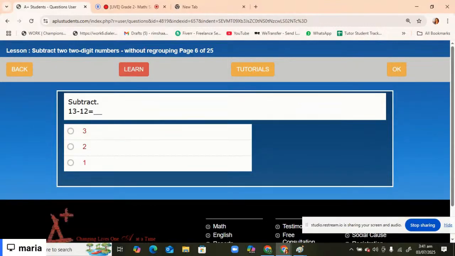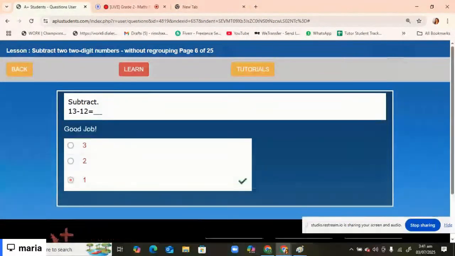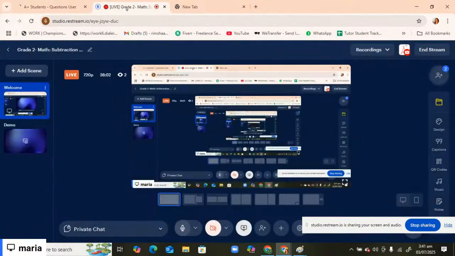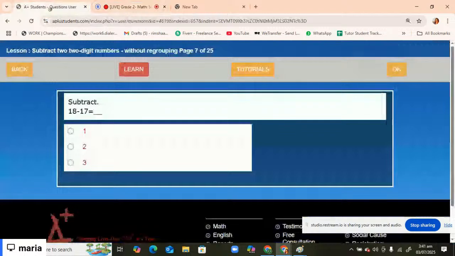13 minus 12. This is a very easy question. So it's 1. Okay. Now 18 minus 17. This is also very easy, which is 1.